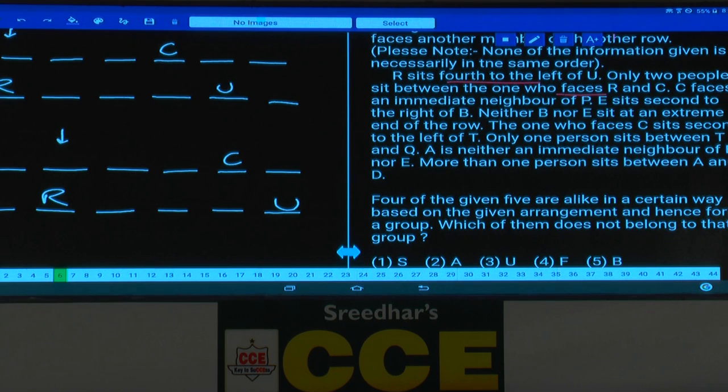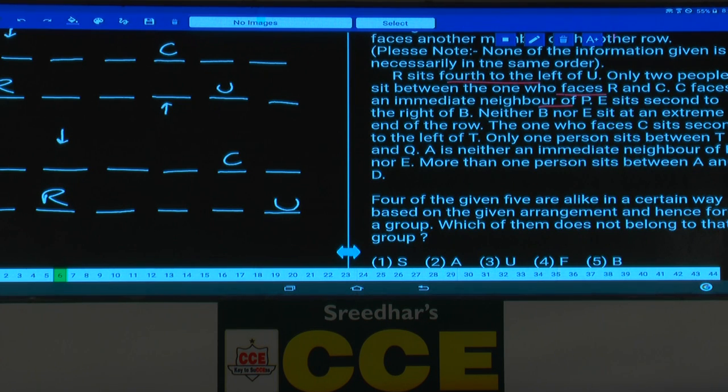C faces an immediate neighbor of P. Now, this C is facing an immediate neighbor of P. Now C is facing this person. This person is an immediate neighbor of P. As of now, this person is an immediate neighbor of U.